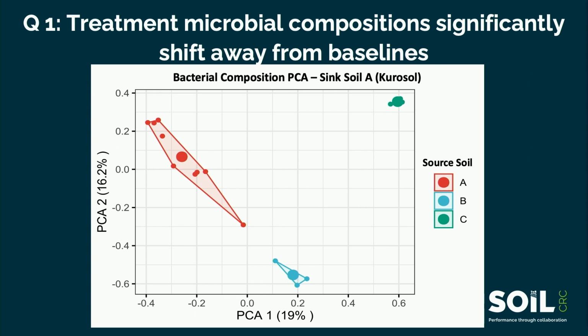My results show here in the bacterial composition, I did a PCA. If you look at it from a perspective of just the sink soil A, so the curacol, I used all the different source soils as a microbiome transfer. The red group over there is the control measure. The green and the blue are my treatments. So there's a shift away from the baseline or control measures in terms of microbial composition.